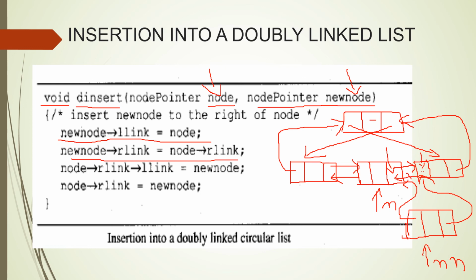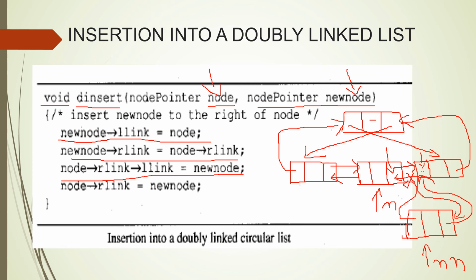So this link is removed, and this one is now in place. So node of R link of L link: node is this one, R link is this one, of L link means this field. To that field you are going to store the address of the new node. This is the use of this instruction. The use of this instruction is to store the new node address in the left link field of this node.